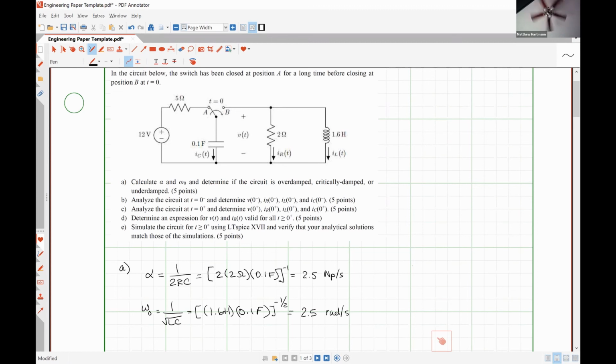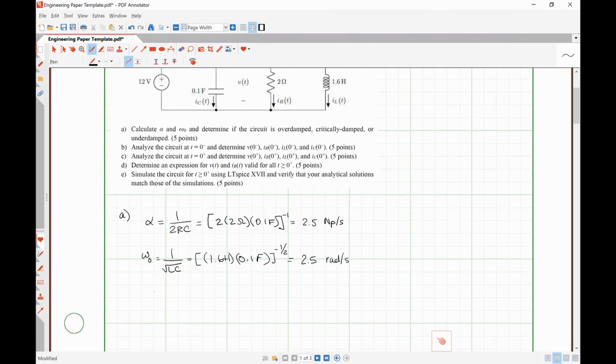All right, so since alpha and omega have equal values, what does this mean with regards to whether the circuit is overdamped, critically damped, or underdamped? Should be critically damped, right? Yeah, when alpha and omega naught are equal, the circuit is critically damped.